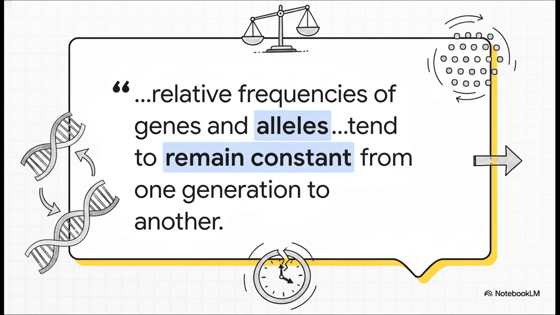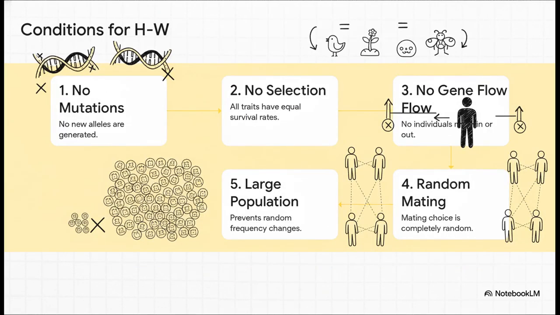They just don't change, generation after generation. It's a mathematical model of a population that is not evolving at all. Now, for this perfect stability to happen, 5 super strict rules have to be followed.